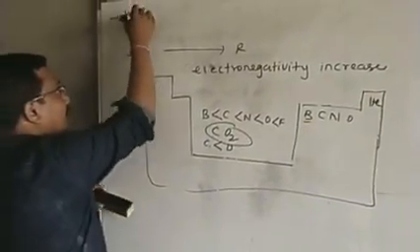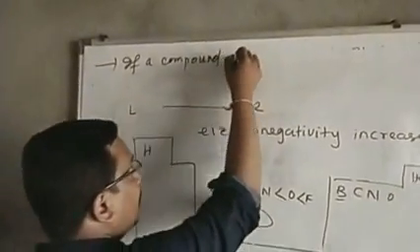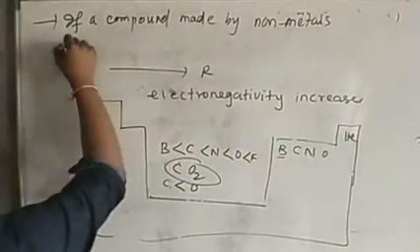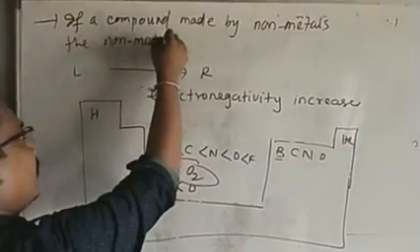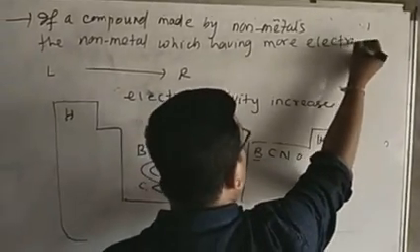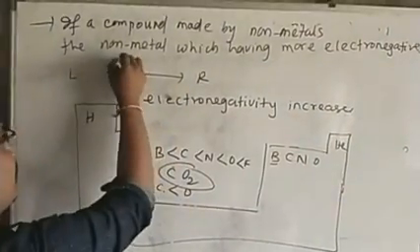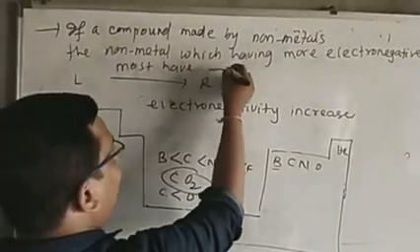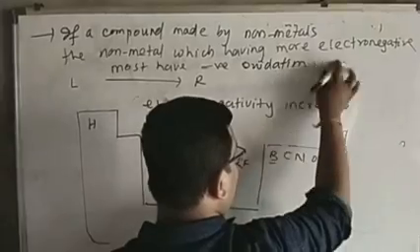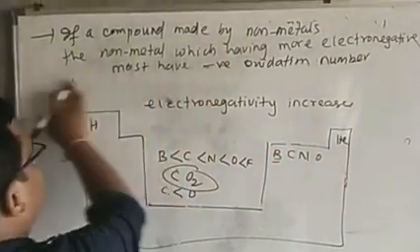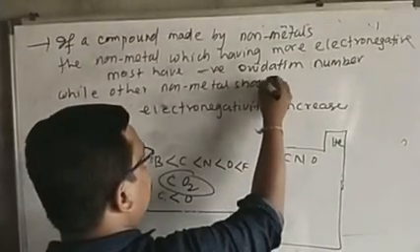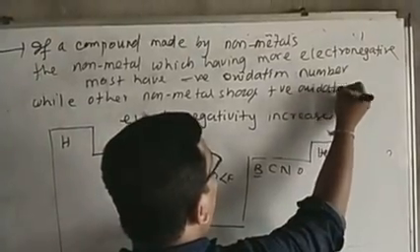That means we can write the rule: if a compound is made by non-metals, then the non-metal which is more electronegative must have a negative oxidation number, while the other non-metal shows a positive oxidation number.